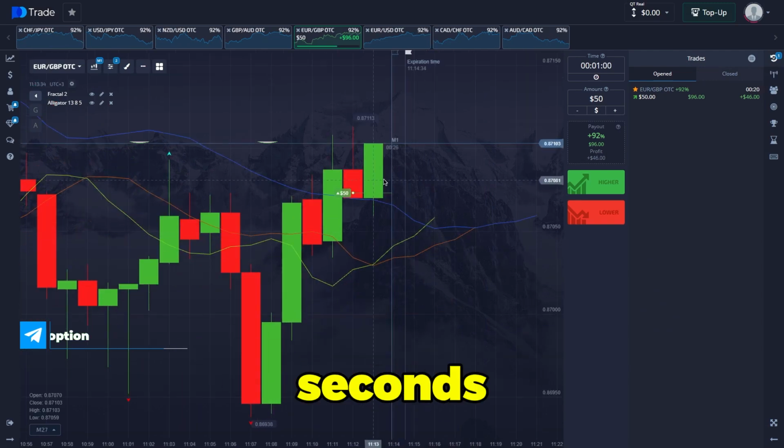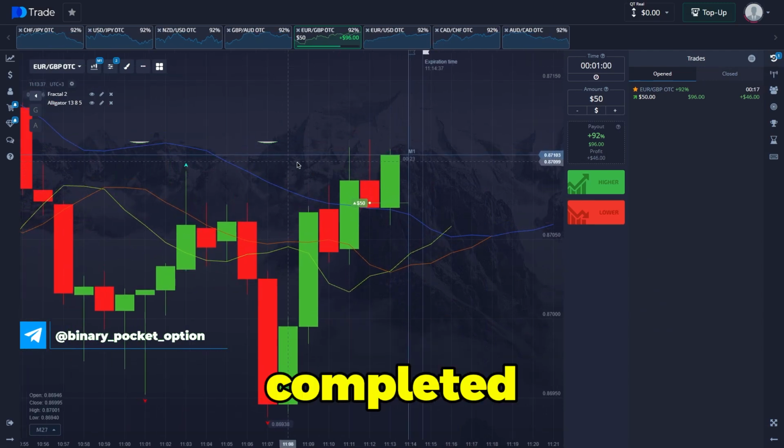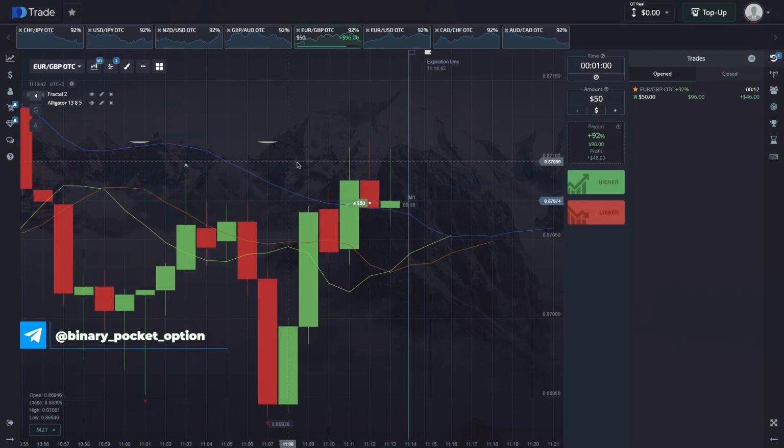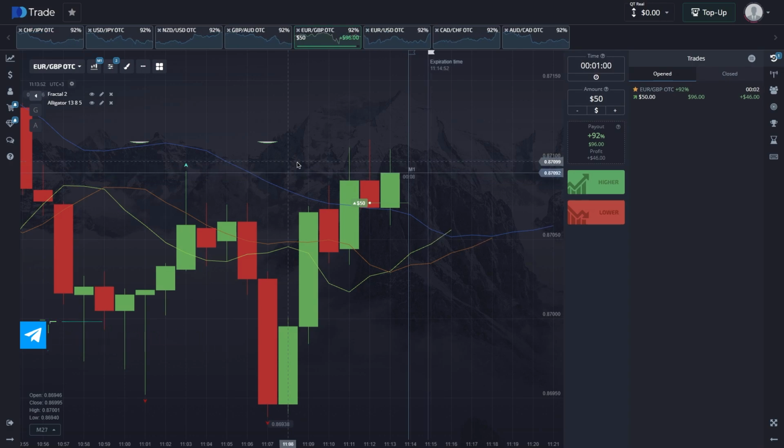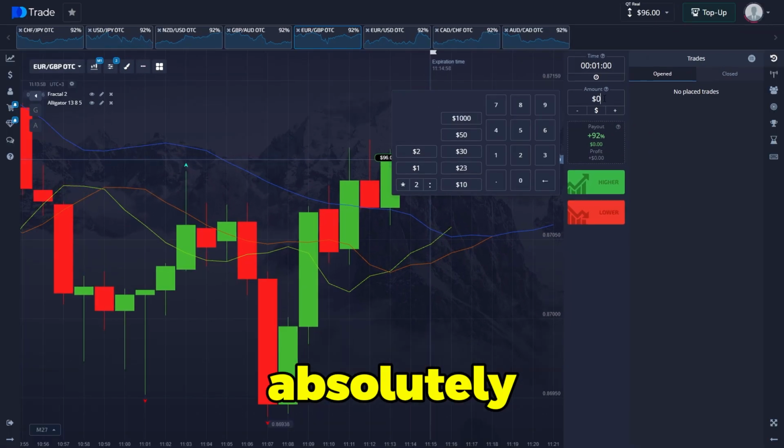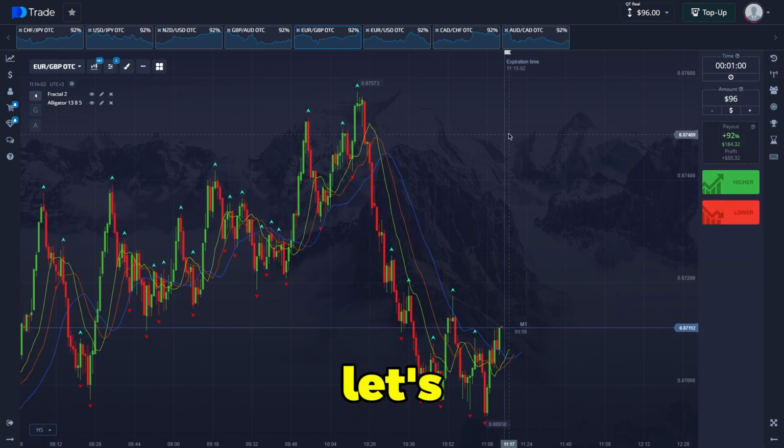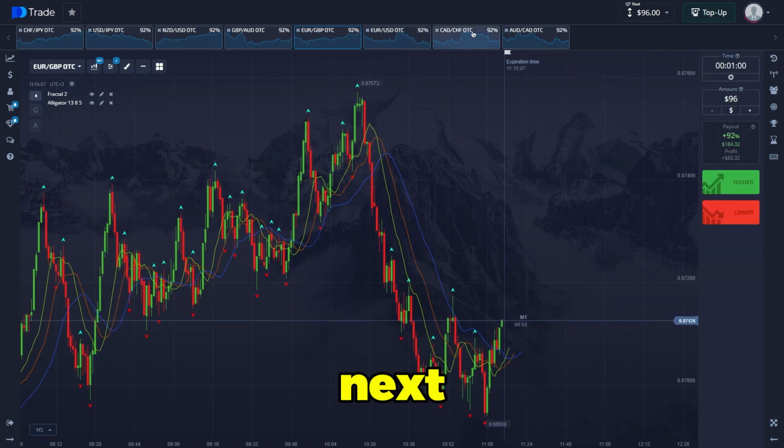We have about 20 seconds left before the transaction is completed. Let's observe its result. And our first trade is absolutely easy to close in A+. Let's continue our trade and select the next pair.